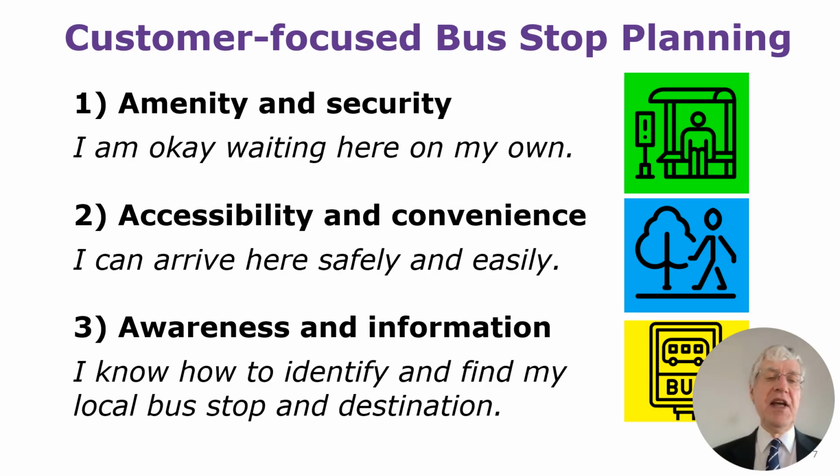1. Amenity and security, with the customer saying, I'm okay waiting here on my own. 2. Accessibility and convenience, with the customer saying, I can arrive here safely and easily. And 3. Awareness and information, with the customer saying, I know how to identify and find my local bus stop and destination.